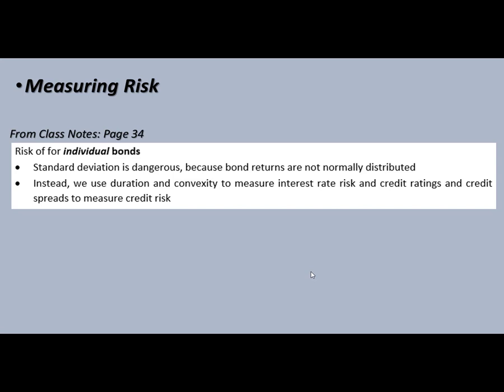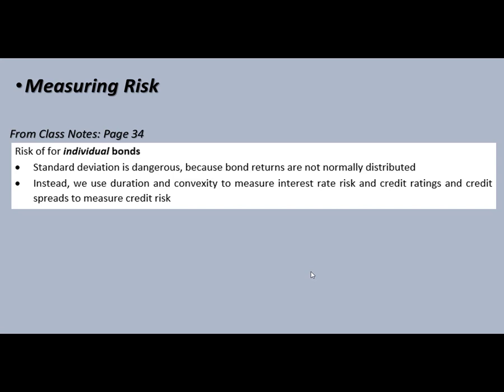For individual stocks, standard deviation is dangerous, but for individual bonds, it's even more dangerous. For individual stocks, standard deviation as a measure of risk doesn't reflect the fact that when one stock has bad news, another stock has good news, and so it offsets each other. But for bonds, it's even more dangerous because bonds are not normally distributed. If you have a bond paying you 6%, the best you're going to do is make 6%. But if it goes insolvent, you could lose 100%. So it's very skewed to the downside.